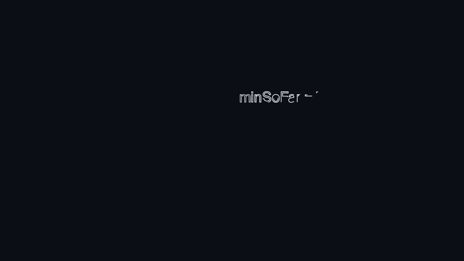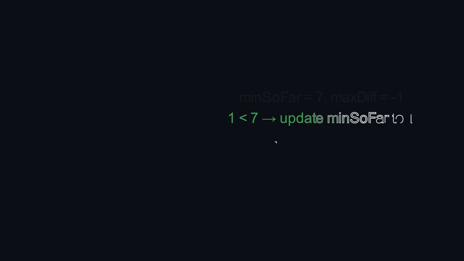Let's trace this with the example 7, 1, 5, 4. We initialize min_so_far to 7 and maxdiff to -1. Moving to the second element, 1. 1 is not greater than min_so_far, which is 7, so we update min_so_far to 1.